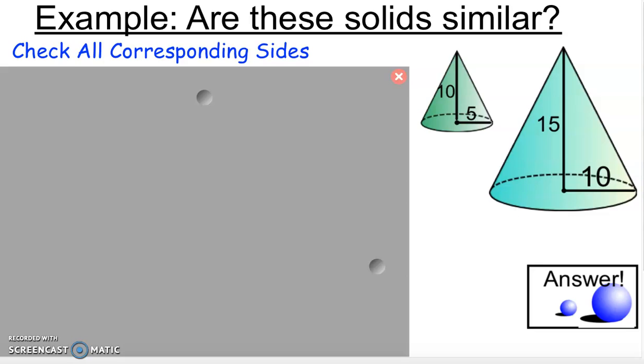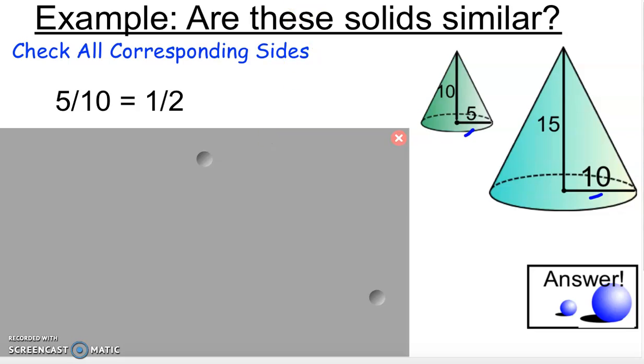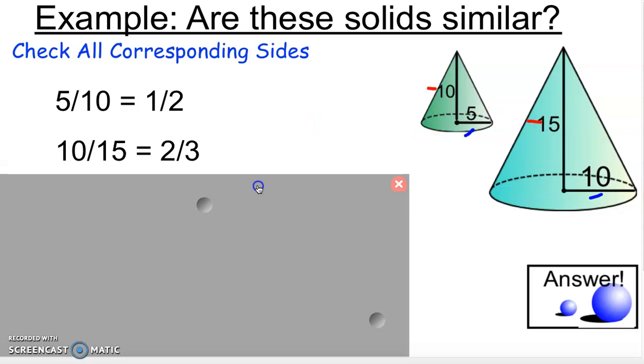So let's check a new example here. Again, I'm going to check the radii first. These are the smallest numbers. So I've got a 5 here, and I've got a 10 here, and 5 over 10 is going to reduce to 1 over 2. And now I'm going to check the heights. The height of this solid is 10. The height of this one is 15, and that reduces to 2 over 3.